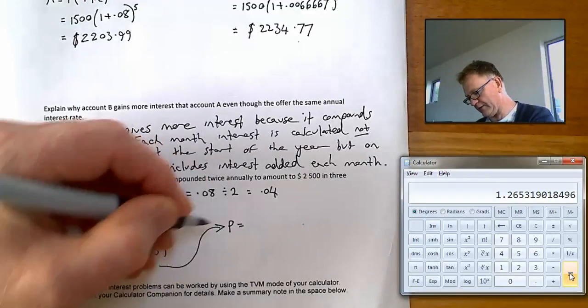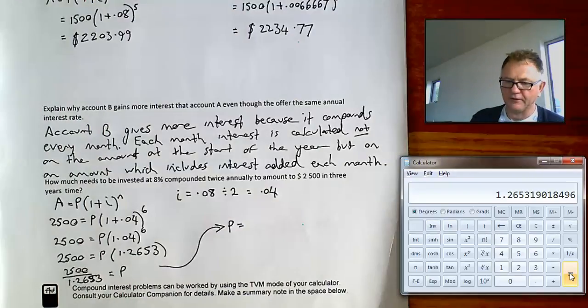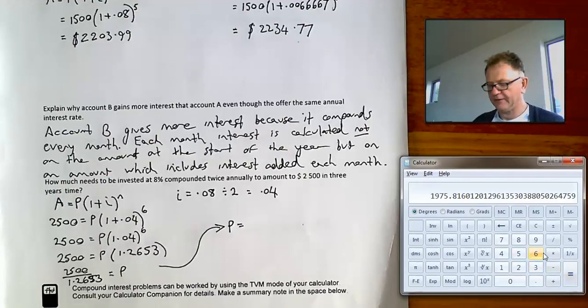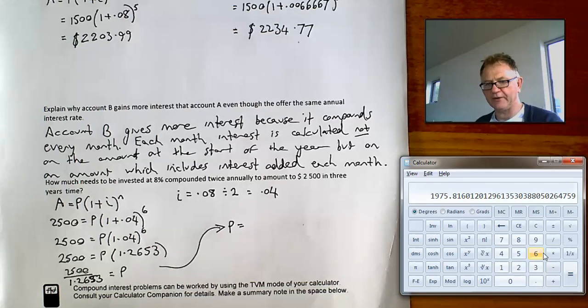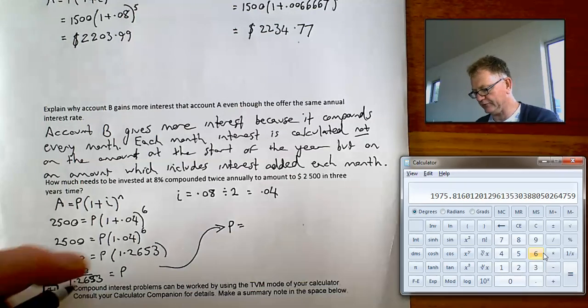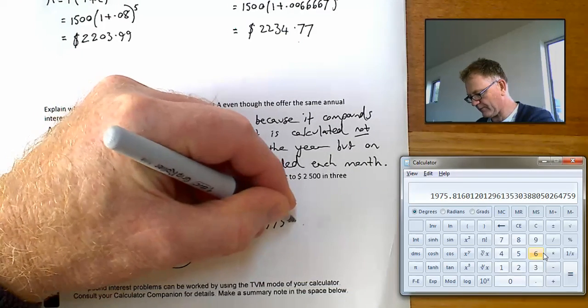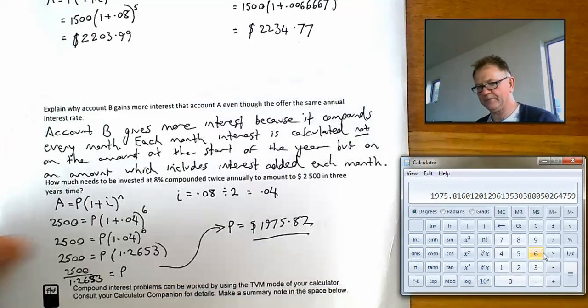P equals, and on our calculator, the amount invested is $1,975.82. There we have it.